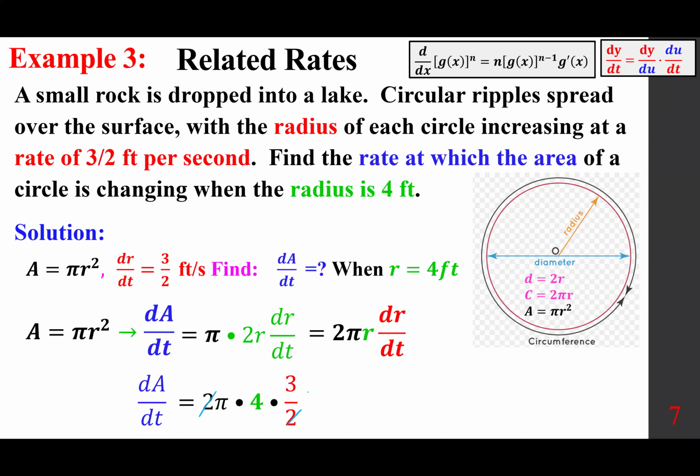And you get 12 pi units of the area over the units of time, 12 pi square feet per second. This is an exact answer. You always keep it as an exact. And if they ask you, then you go with the decimal representation with however many decimals they ask you.